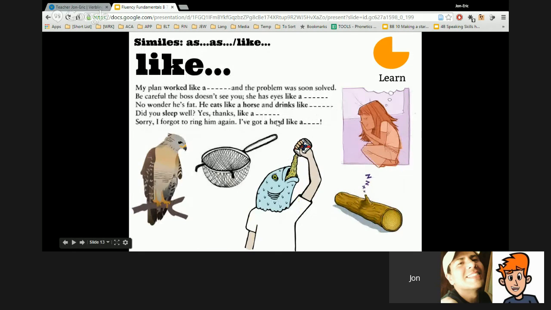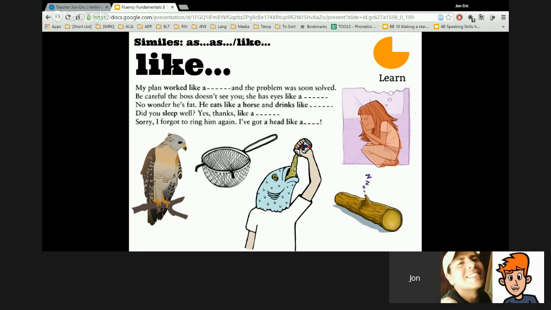Let's take a look at the other kind of similes, the ones with like. Here, I've given you a bunch of pictures, and instead of using as, you're going to use like. Let's see if you can figure out what the simile is. Okay? So, Ahmed, watch Giancarlo do the first one, and then you try to do the second one.